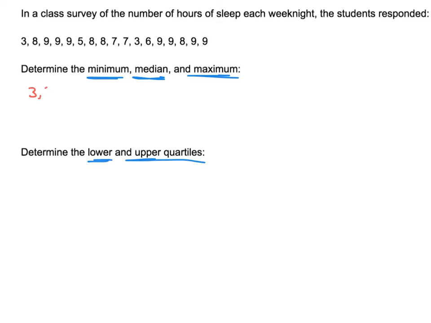Our smallest number is 3. Looking at our list, it looks like our next smallest number is 5. Next is going to be 6. Next will be 7, and there's 2 of those. Then we'll see 8, and that's 1, 2, 3, 4 8s.